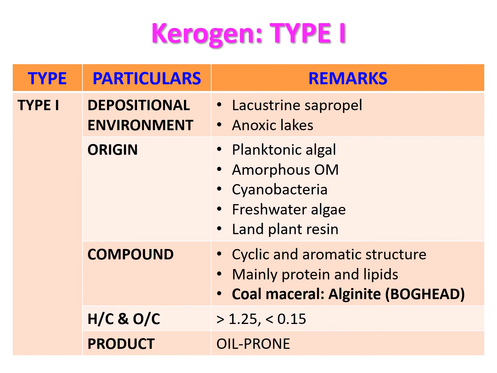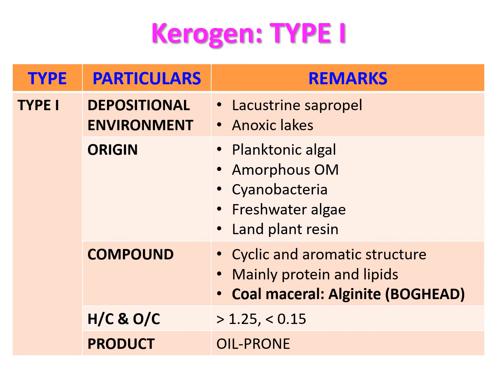Okay, for the kerogen type 1, that serves as the best oil source, you can refer to this information. Particularly, type 1 is deposited from the lacustrine environment. These are the origins that consist of algae material, amorphous organic matter, cyanobacteria, freshwater algae, and land plant resin. The compound mainly found in kerogen type 1 is the cyclic and aromatic structures, mainly from the proteins and lipids of living organisms.